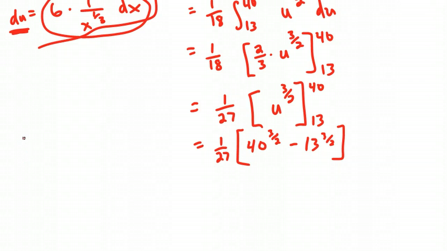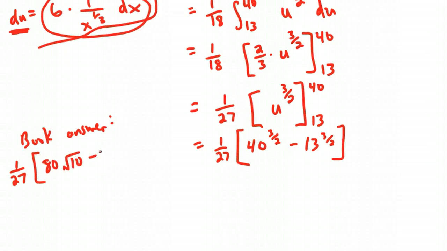Now the back of the book, the book answer, actually looks like this. It says it's 1/27 times, and let's see, how did they put this? I believe it was 80 times the square root of 10 minus 13 times the square root of 13. Now that certainly looks a little bit different than what we have here, but I want to show you it's really the same thing.